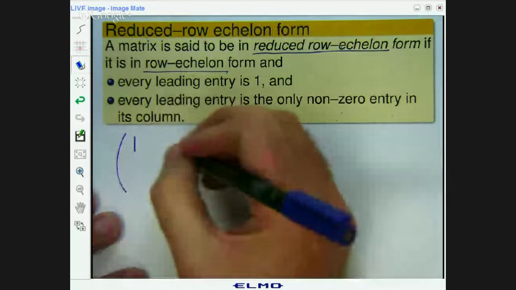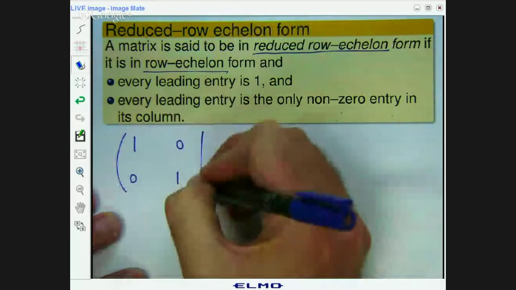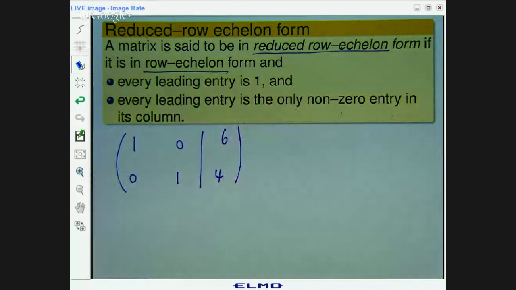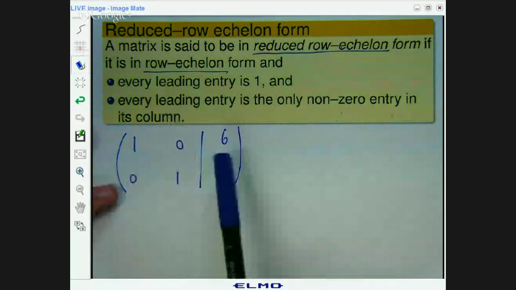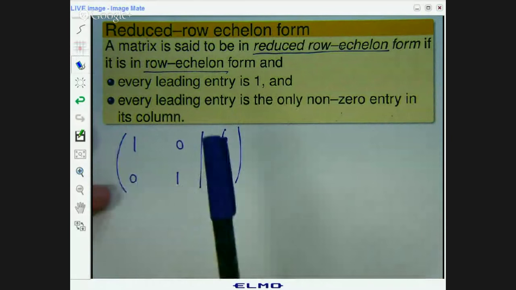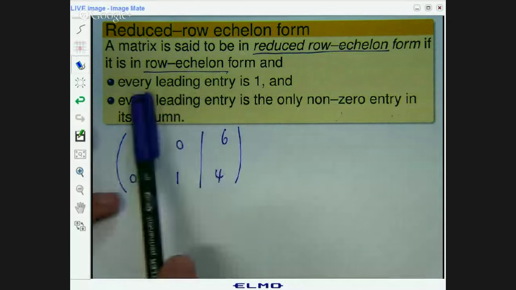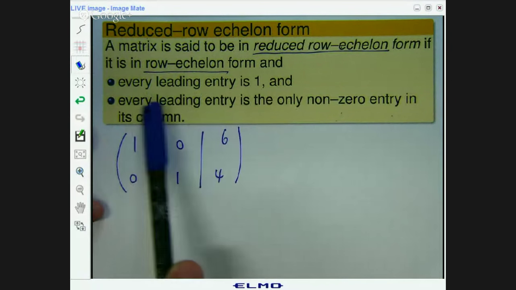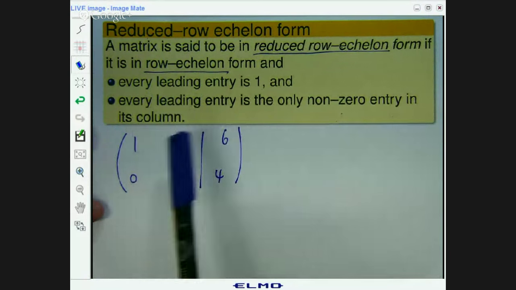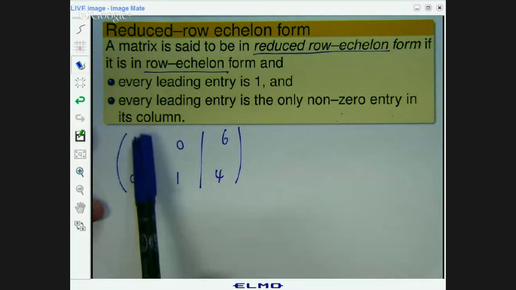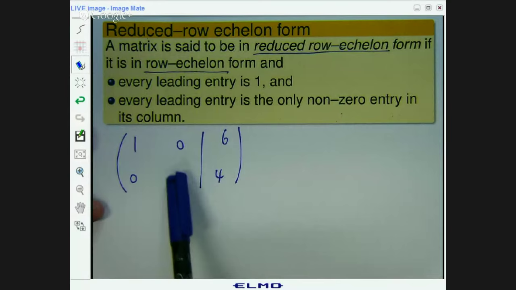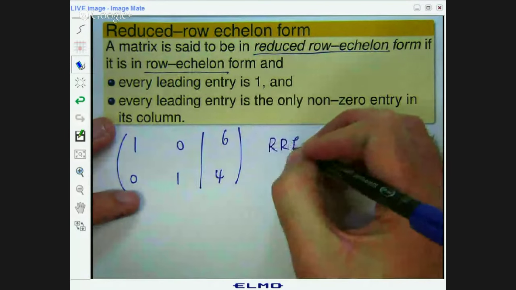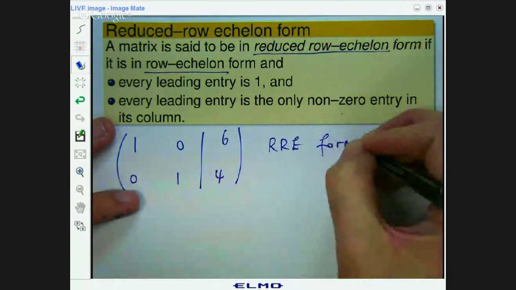Okay, so let's have a look here. Let's go 1, 0, 0, 1, 6, 4. Now, that is definitely in a row echelon form. Is it reduced row echelon? Okay, every leading entry is 1. That's a leading entry, yep. That's a leading entry, yep. Every leading entry is the only non-zero entry in its column. There's a column, that's the only non-zero entry, that's the only non-zero entry. So yes, that is in reduced row echelon form.